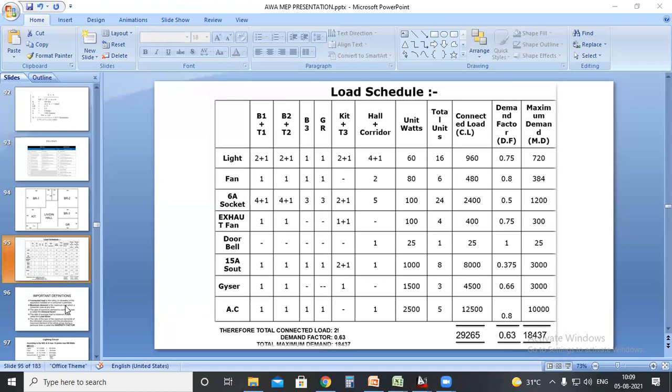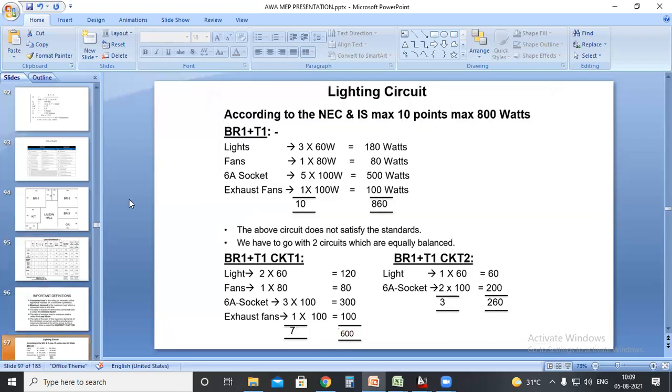Coming to the circuit preparation. In this particular example, we are preparing the light circuit as per Indian standard. Whichever country you are working in or whichever standards you are following, you must follow that standard. This is only an example to understand how we are preparing the lighting circuit. So in this example, I am taking Indian standard. In Indian standard, there shall be only 10 points and 800 watts. That is a common practice.